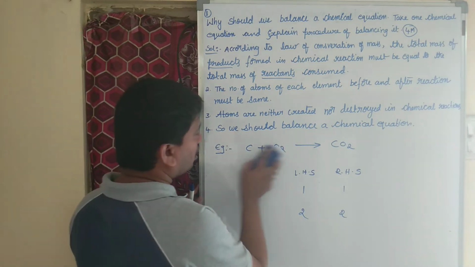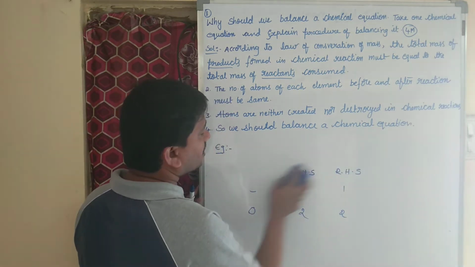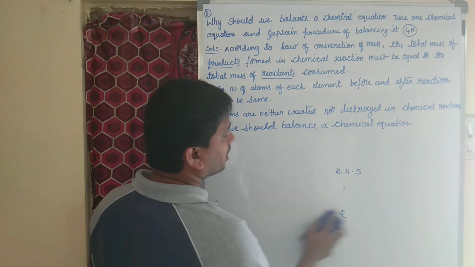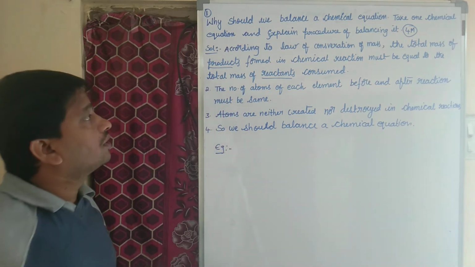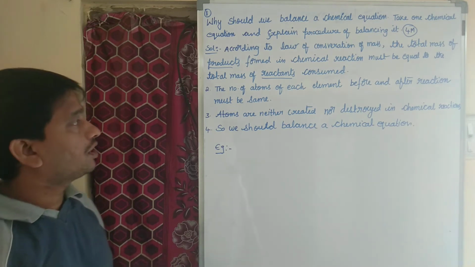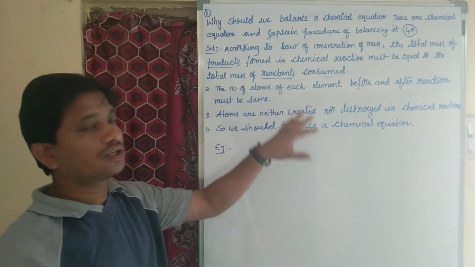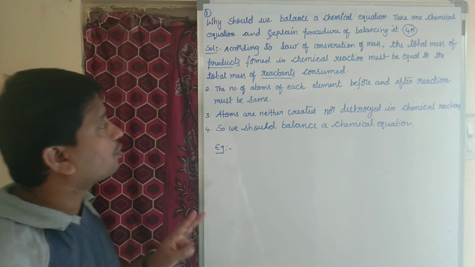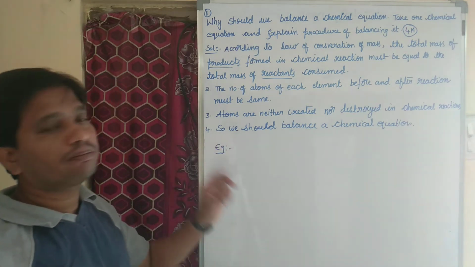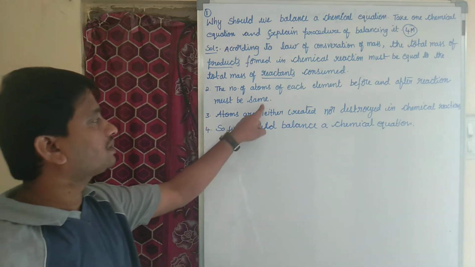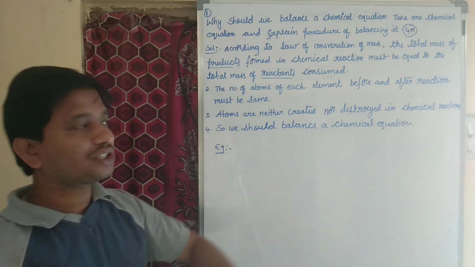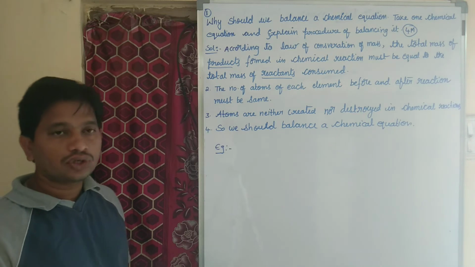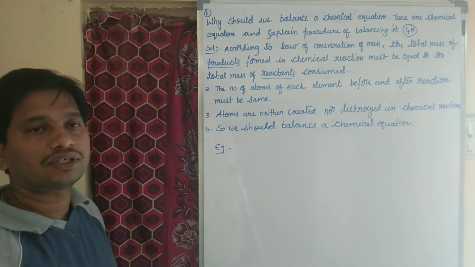Is it clear children? How to write the 3 points? Why should we balance a chemical equation? Because according to the law of conservation of mass, the total mass of products formed in a chemical reaction must be equal to the total mass of reactants consumed. That is the first point. Second point, the number of atoms of each element before and after chemical reaction must be the same. The third point, atoms can neither be created nor destroyed in a chemical reaction. So we should balance a chemical equation, right?